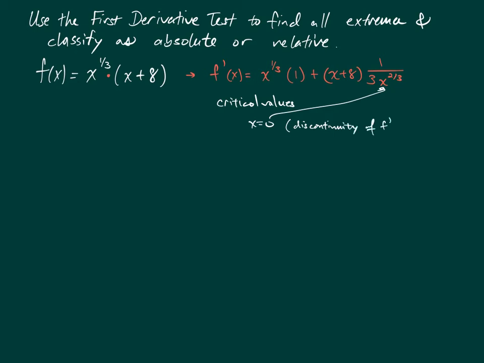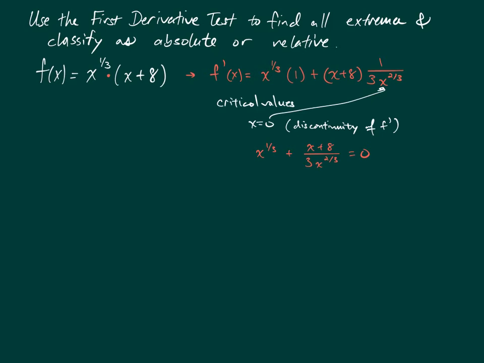Of the derivative. The other critical values, we need to set this equal to 0 and solve for x. So 1/3 plus x plus 8 over 3x to the 2/3 power equals 0.